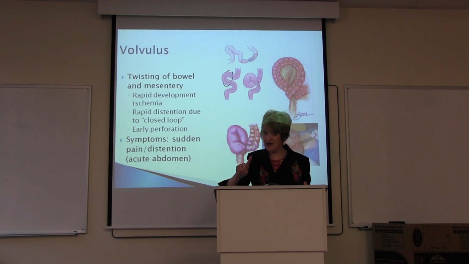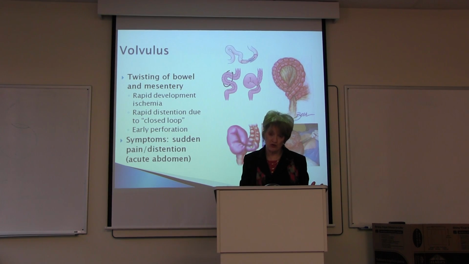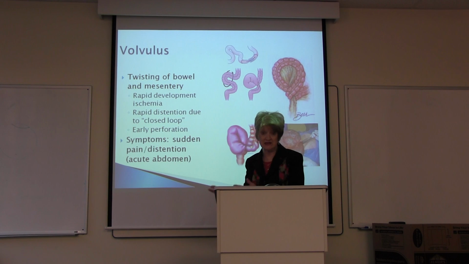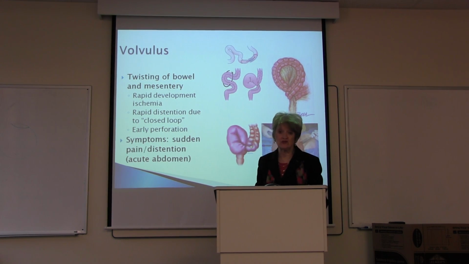At the same time, the kink in the mesentery causes loss of blood flow to the abdominal wall, so you have rapidly progressing ischemia, necrosis. So now you have a loop of bowel that is becoming progressively more ischemic, moving into necrosis, and it's rapidly distending, and the end result is early perforation.